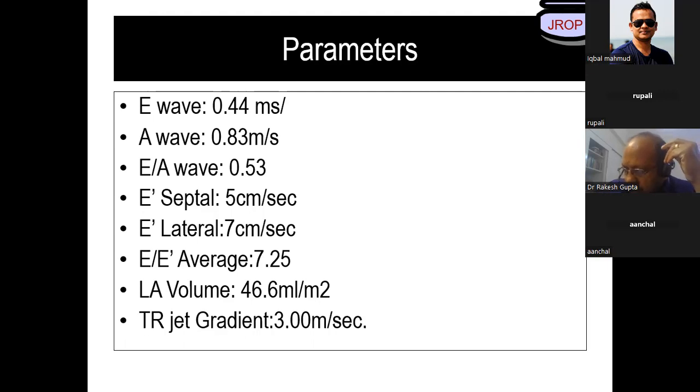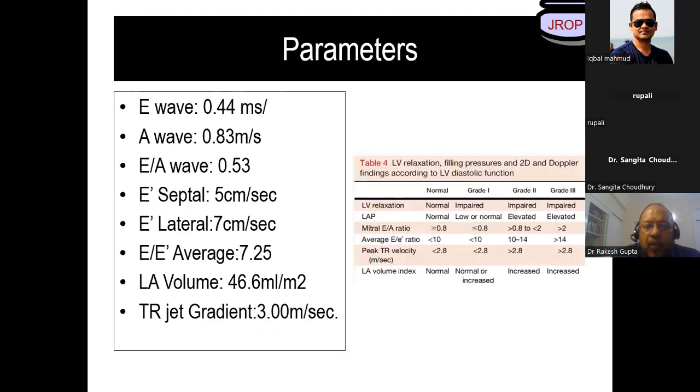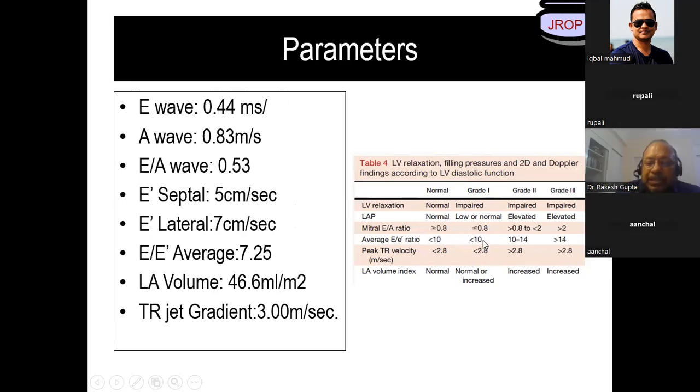So from the very first moment, because the E value is less than 0.5 and E by A is less than 0.8, we go into the category of grade 1 diastolic dysfunction only, even though the other things could be related to other abnormality, the TR velocity and LA volume. Look, E/A ratio is 0.8 or less. Then average E/e' is 7.25, so it's less than 10. TR velocity is more than 2.8. LA volume is increased. So we classify them as grade 1 dysfunction with raised LA volume.